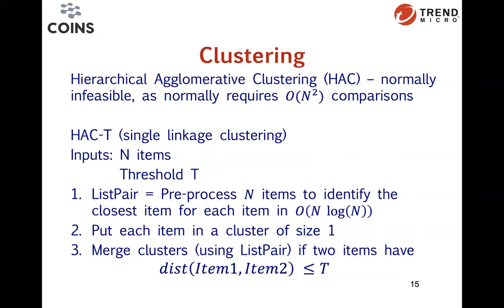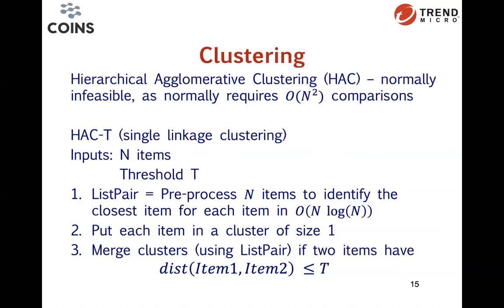The HAC-T clustering algorithm takes as input the n items and a threshold t. The first step is to create a list pair data structure. For each item, we put it into the fast search and we identify the closest item. So this uses order n log n comparisons. And what we can have is, for every distance between 1 and t, the list of items that are that far apart from their closest item.